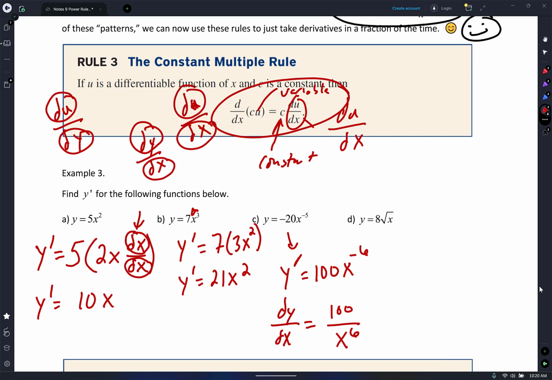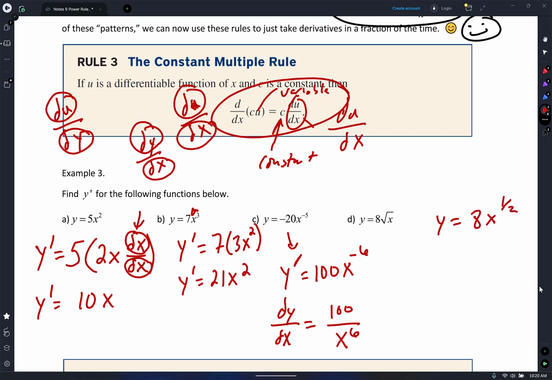All right. Look at letter D. Sorry, it's not number 8. It has an 8 as a coefficient, but it's not number 8. All right, here we go. Before you can do the derivative of that, you need to turn that into an exponent, the square root of x. So I'm going to rewrite this. I'm going to write y equals 8x to the power 1/2.